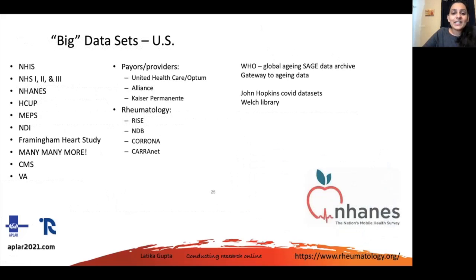The list of big data sets is endless. Some from the United States are listed here, and many others. If you go to the Johns Hopkins website, you can see a big list of COVID data sets which have emerged out of nowhere in such a short while, and the Welch Library is another very rich resource describing other data sets.